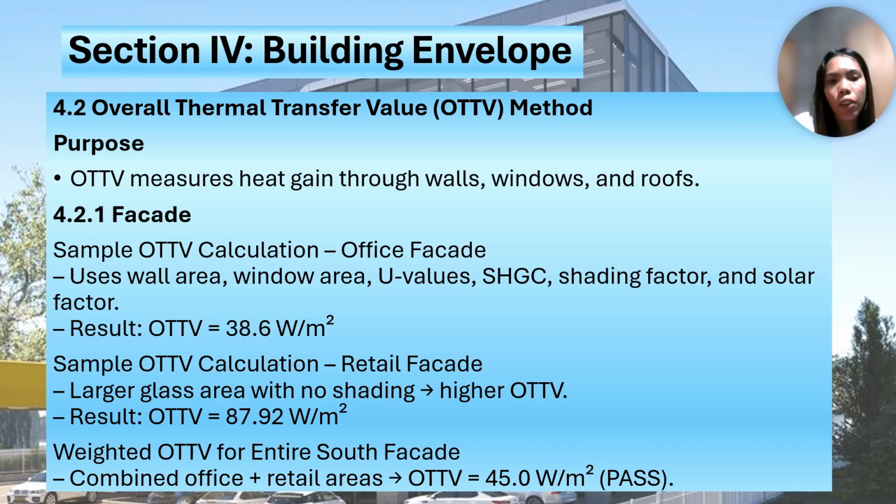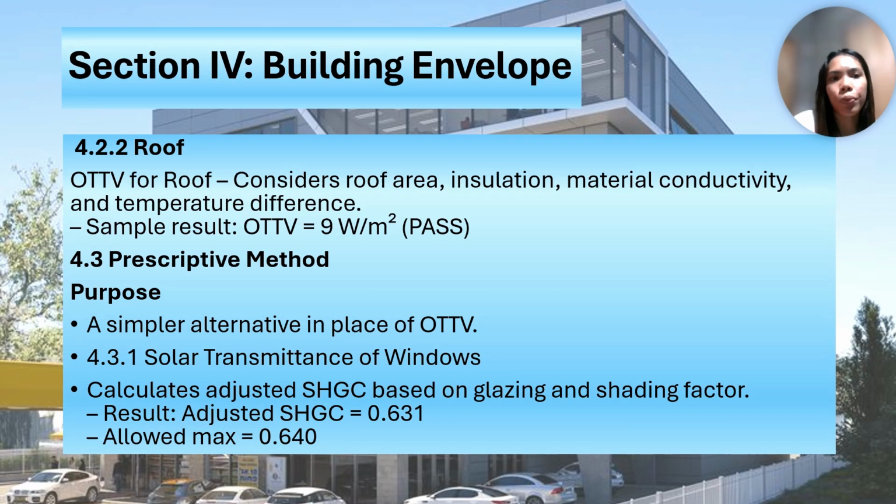So the result of OTTV is equal to 87.92 watt per meter squared. Next is the weighted OTTV for the entire South facade, so combined office plus retail areas. Its OTTV is equal to 45 watt per meter squared. So the area weighted coverage ensures fair evaluation of mixed facade types.